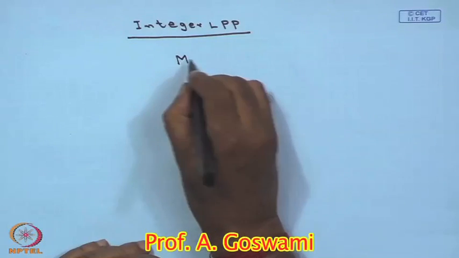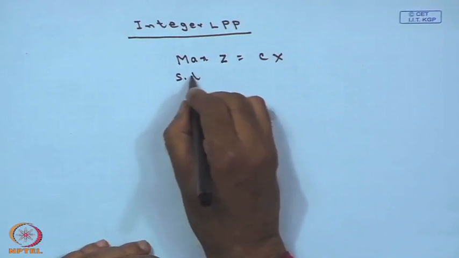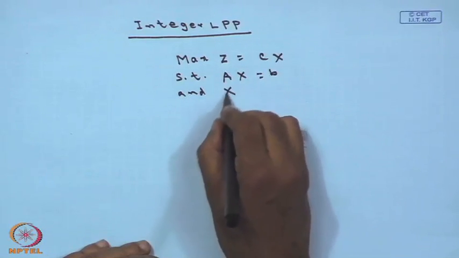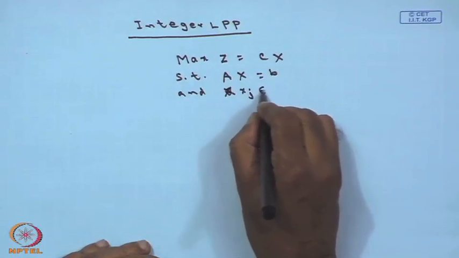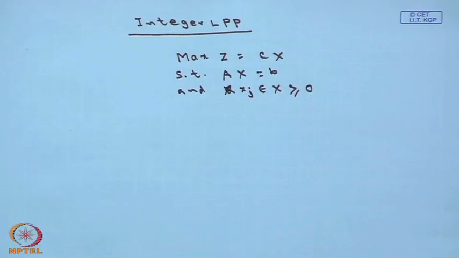Today we are going to start the next topic, that is integer programming, the integer linear programming problem. Till now we were solving problems like this: maximize z equals c x, subject to a x equals b, and x j greater than or equal to 0. We were solving this kind of problem: maximize z equals c x subject to a x equals b, where all variables x j are greater than or equal to 0.